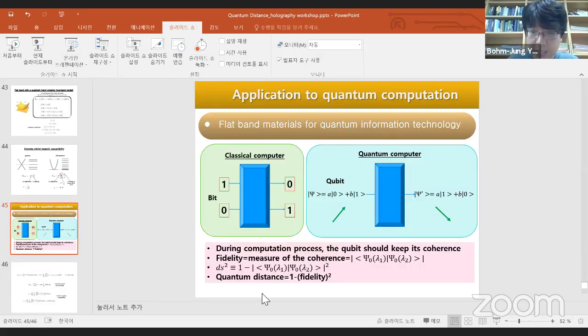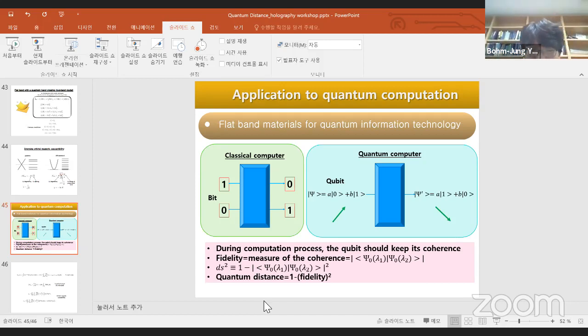As Kisok mentioned, the quantum distance is closely related to the concept of fidelity. The definition of fidelity is like this: we take the overlap between these two wave functions and take the absolute value. This is the fidelity. Compared with the definition of the quantum distance, the quantum distance between these two wave functions is just 1 minus fidelity squared. So there is a one-to-one correspondence between the quantum distance and fidelity.